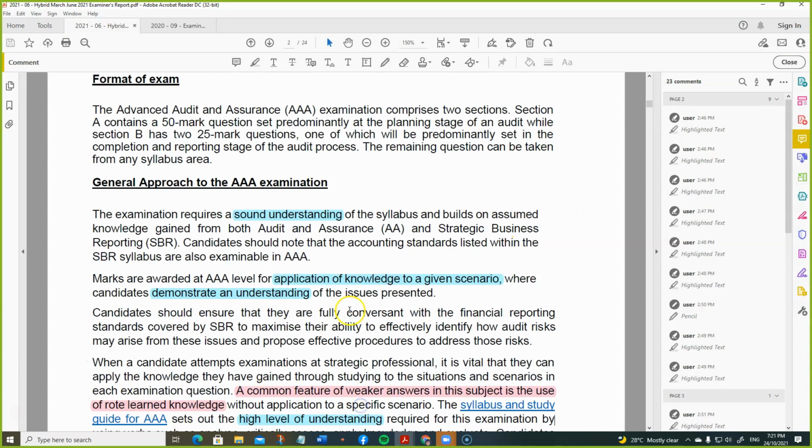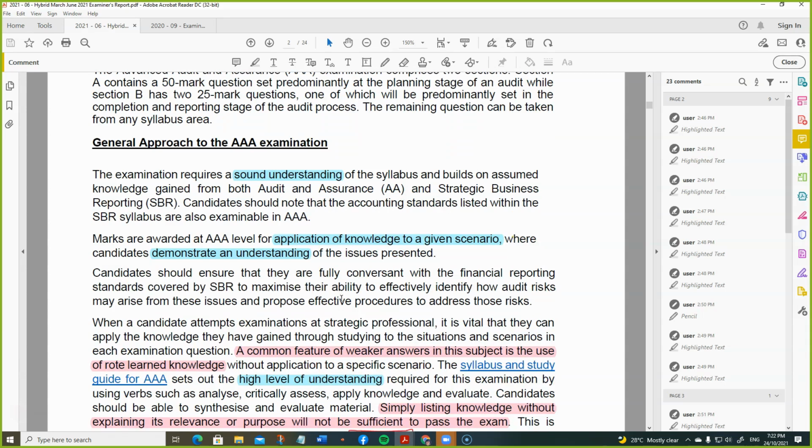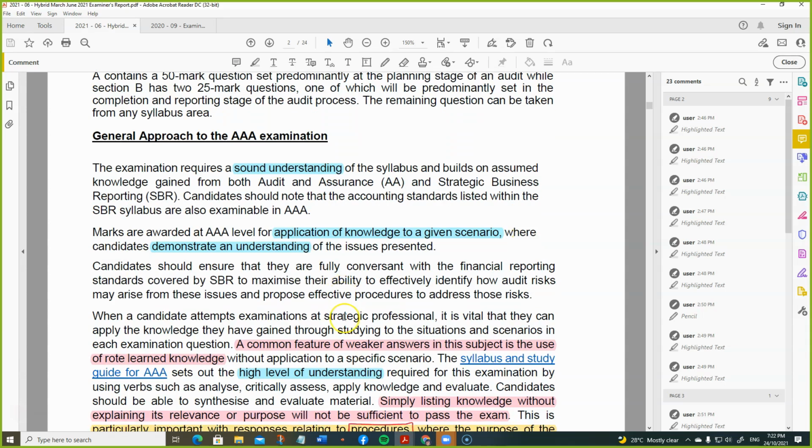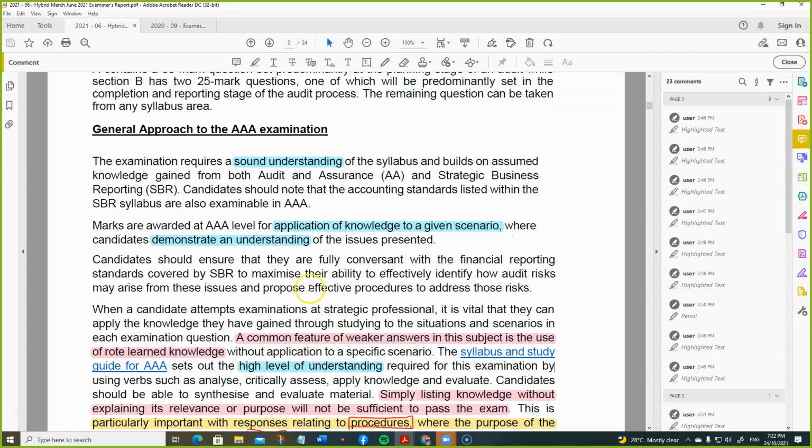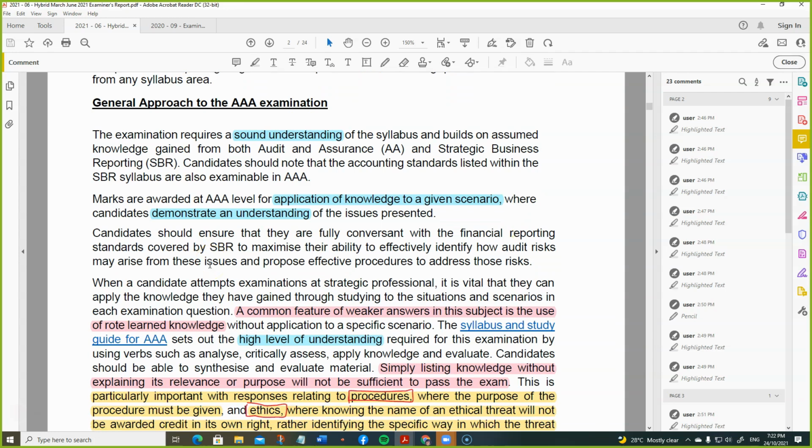Now, just to show you a little bit, this is the examiner's report from 2021, the most recent examiner's report. And I want you to have a look at some of these words inside here. It says, the one that I've colored in blue, the examination requires a sound understanding of the syllabus. And a lot of students confuse the word understanding with the word knowledge. Knowledge is not understanding. Understanding is understanding how it works and how it applies to a scenario. And the only way that you can get understanding is by adequate practice of past questions.